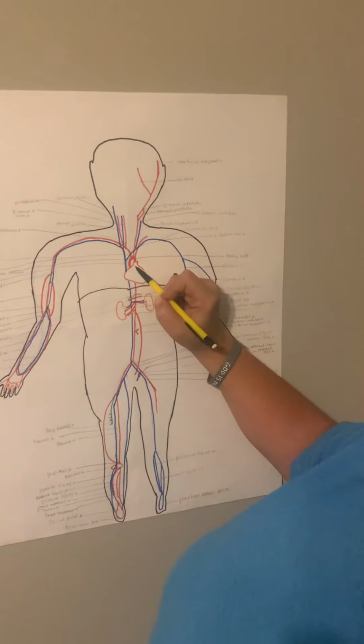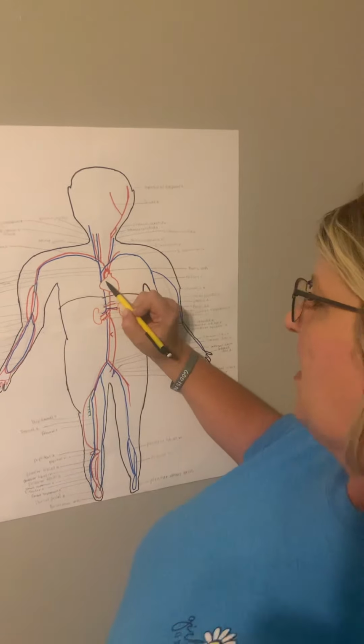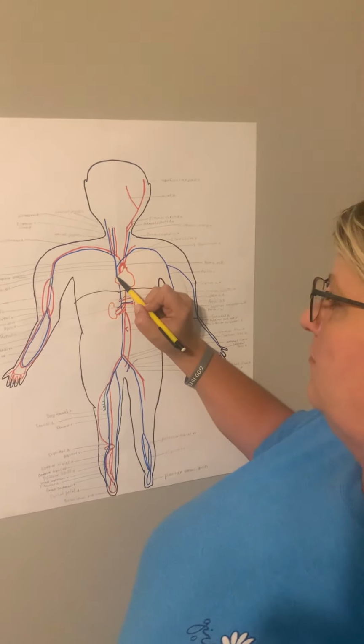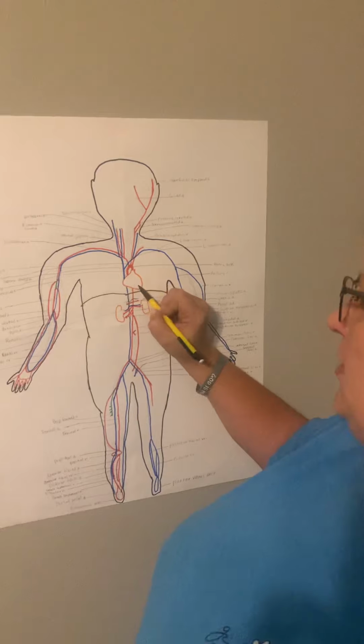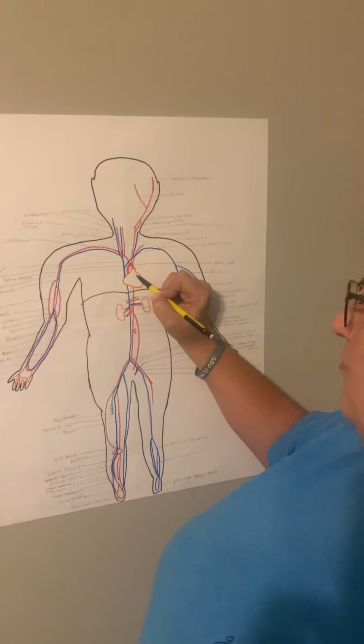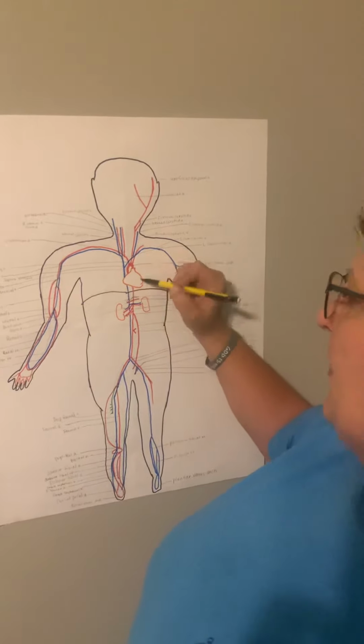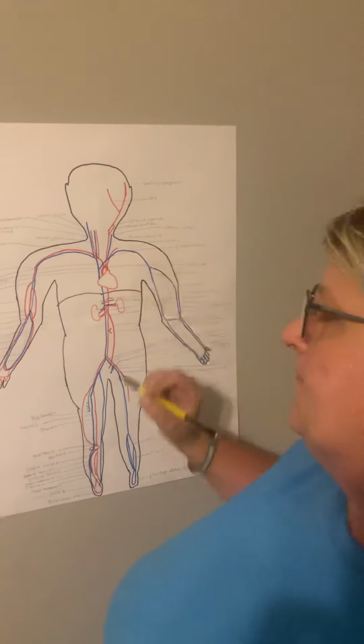And then it's going to start the process all over again by going through your right atrium, right ventricle, left ventricle, left atrium, and then back up to your aorta again.